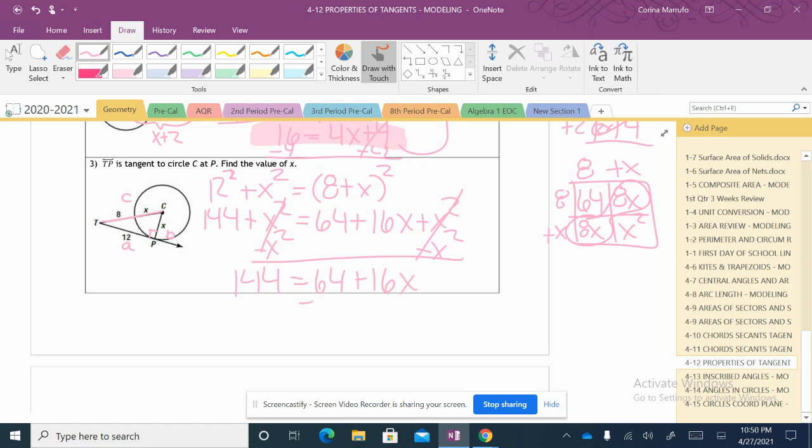Now we're solving for x here, so I need to move over the 64. So I subtract. This cancels. 144 minus 64 is going to give me 80, equals 16x, and then we divide both sides by 16. 80 divided by 16 is going to give me 5. Okay, so 5 is equal to x, and that's it. They just want x, they don't want anything else, so we leave it like that.